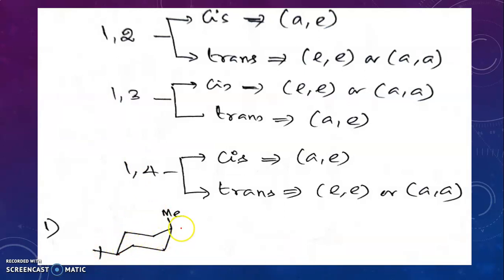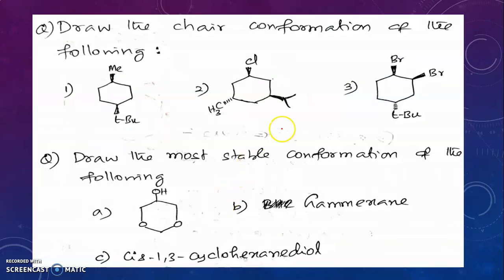Suppose if I take this as carbon number 1, this is carbon number 2, 3 and this is 4. So we have to place one group axial, the other group equatorial. Since tertiary butyl group is a larger group, that prefers to occupy the equatorial position. Okay, and place the methyl group in axial position. This is the chair conformation for the compound. Are you able to follow? Then see the second compound.